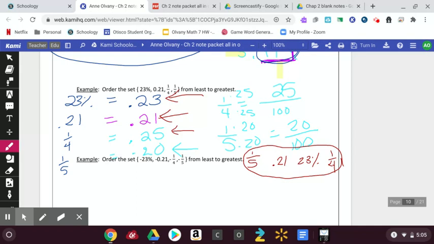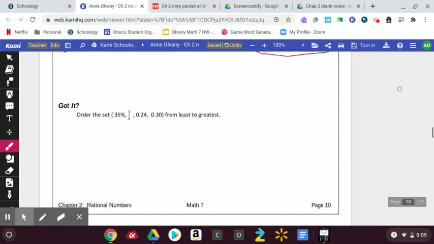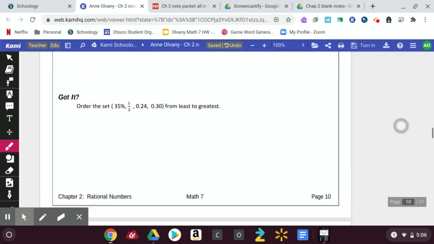Again, look at all this work I have. I wrote down the original. I changed them all to decimals. I had to do some work over here. So make sure that you're showing your work to help yourself have that thought process. Please pause and try this one. Come back on to see how it's done.